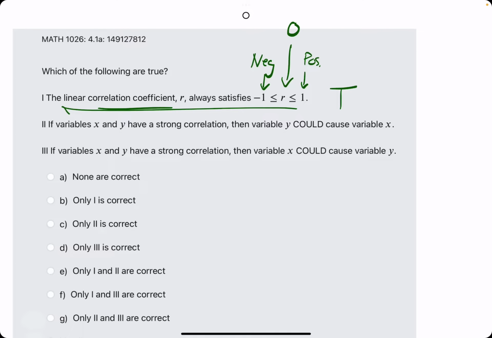All right, so that statement will always be true as long as they have the -1 and 1, including -1 and 1. If they say 0 to 1, that will not be right.